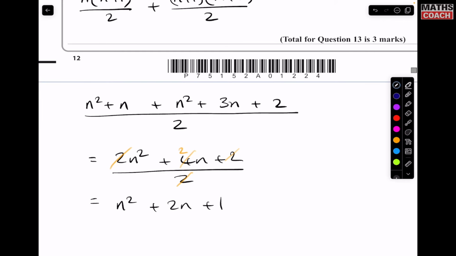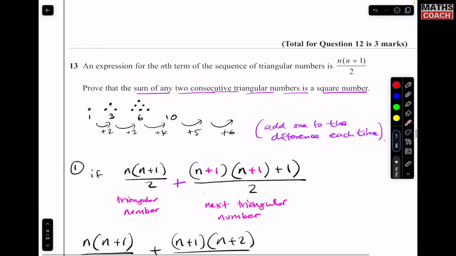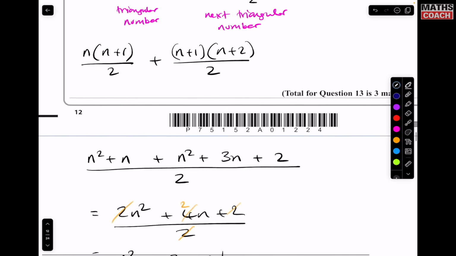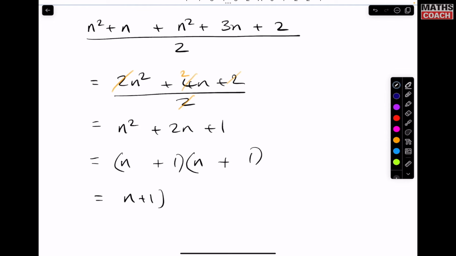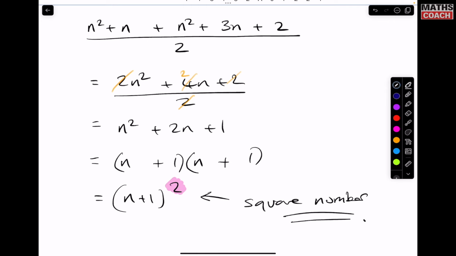Now, remember the question. The question is that I have to prove that the sum of any two consecutive triangular numbers is a square number. So I've got this thing here. How do I do that? Well, if you look at this carefully, you can factorize it: one there, plus, and a plus. That's basically factorizing. And then you've got two brackets which are the same and you're squaring them. So there you go. That's your proof that it's a square number. Because whatever's inside the bracket doesn't matter. When you square something, that becomes a square number.